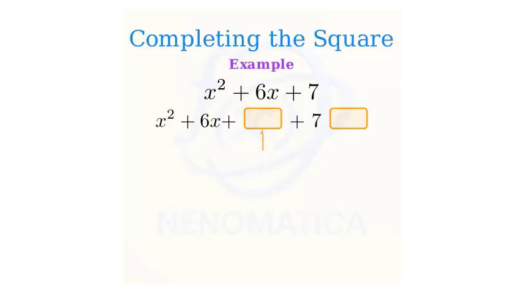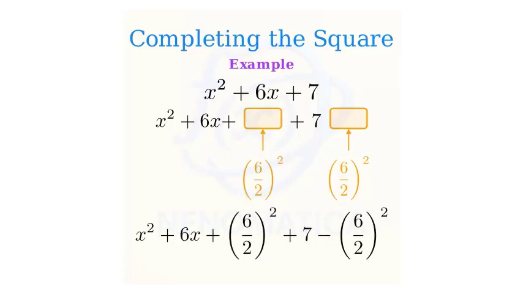Next, the algorithm says add the square of half of the x coefficient and subtract the same amount. Here, half of 6 is 3, so the quantity is parenthesis 6 over 2 end parenthesis squared. Now, write the expression with the added and subtracted quantity.